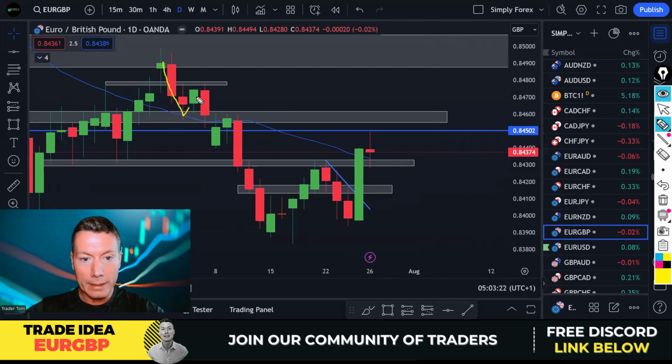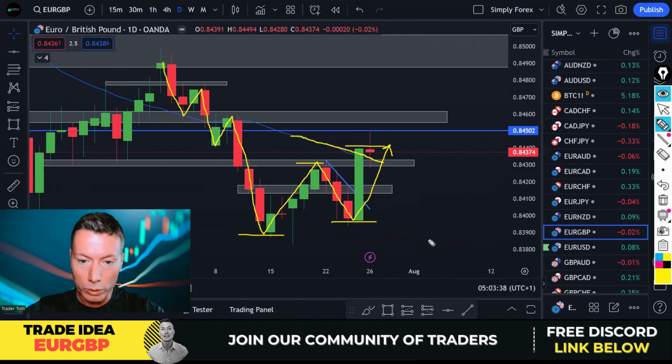Right, first trade idea is euro pound, and we are looking to buy this pair. Why are we looking to buy it? Well, you know by now, guys, I'm going to use the day chart for my direction. All right, so we are clearly in an uptrend. Higher lows, higher highs. Uptrend. We're just above the moving average 20 as well, which is what I like.